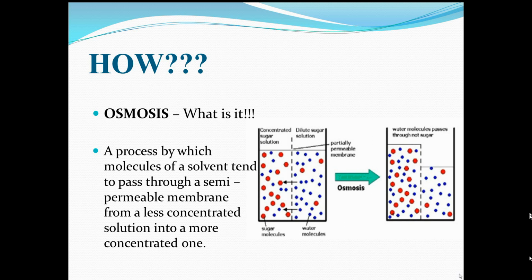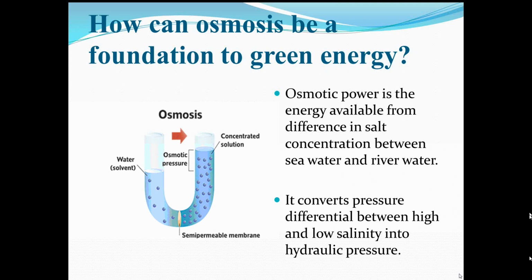Now as these solvent molecules move to the higher concentrated solution, obviously the height of the concentrated side increases because of the addition of the water molecules. Now how does this height help us in generating power or being a green source of energy? Now in this diagram we can clearly see that on one end we have water and on the other end we have the concentrated solution, and both are separated at the U-tube end by a semi-permeable membrane.